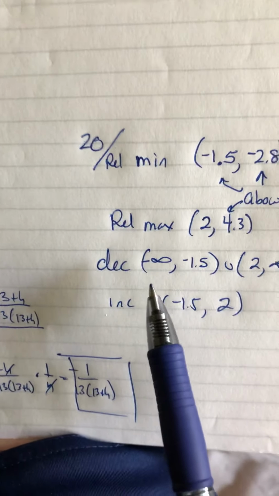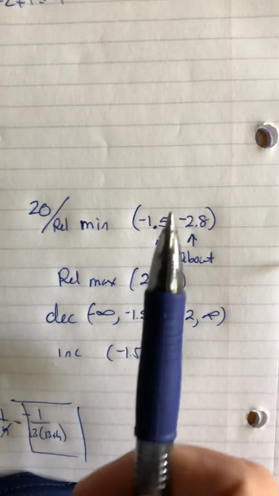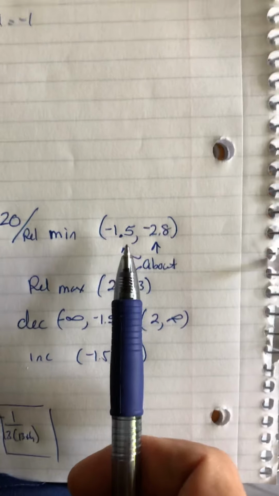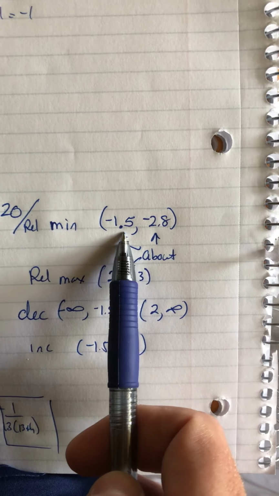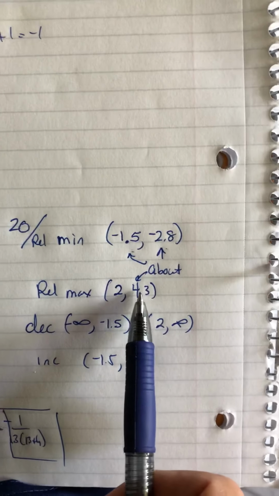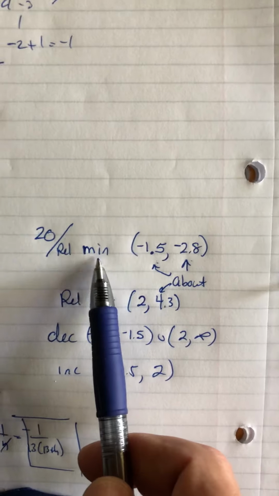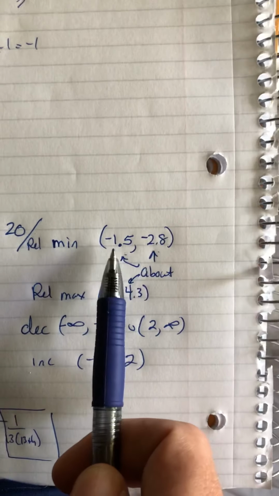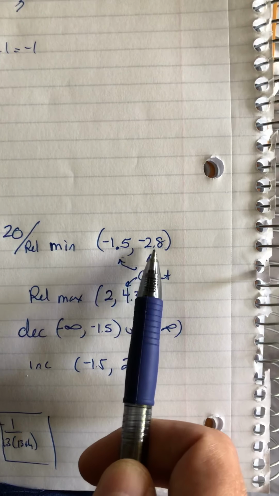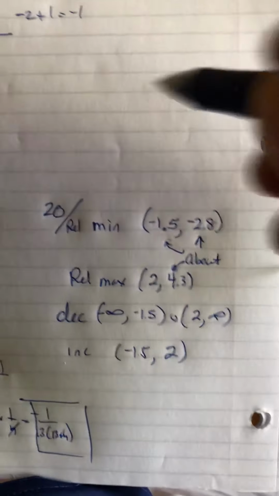Okay. Now, number 20, if you can look in the book, this is imperfect. So I have an approximate on the negative 1.5. I have an approximate on the negative 2.8. Same thing with the 4.3. These are abouts, okay? So the relative minimum, it's not the overall minimum, but there's a minimum in just that little region, is about at negative 1.5, negative 2.8. And a relative max, it's in the region.